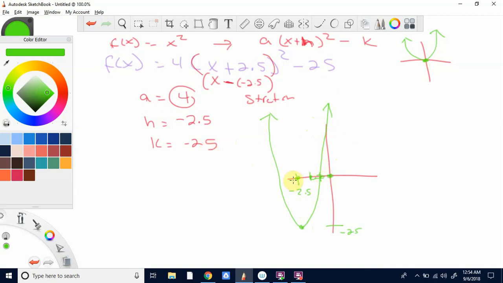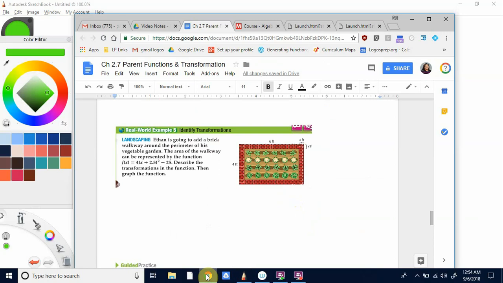You don't have to have exact values, but you need to know where this vertex is transforming to. All right, the last thing we have is absolute value, and we did line of reflections. So stop the video and we'll see you in class.